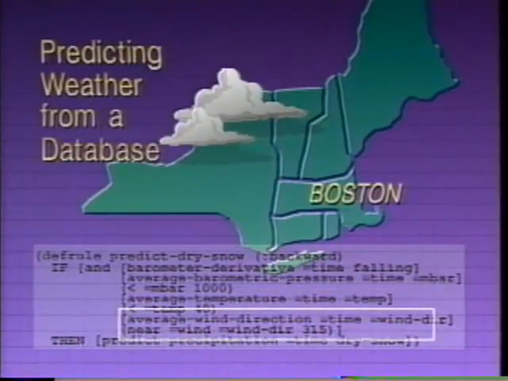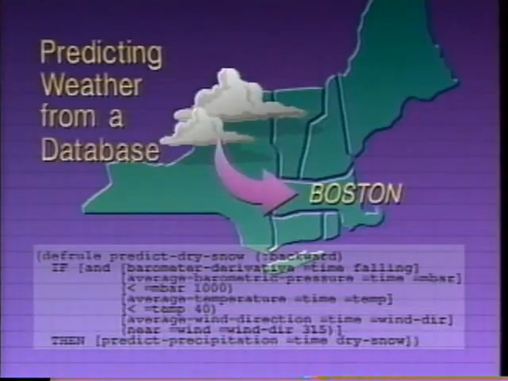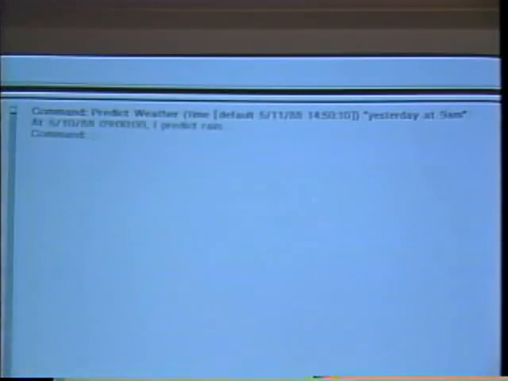Finally, we get the average wind direction and check that it's more or less from the northwest. Thus, if the barometer is falling, it's below 1,000 millibars, the temperature is below 40, and the wind is from the northwest, then we should expect cold, dry snow. So let's try to get Joshua to predict the weather. Suppose I want to know what the Joshua weather predictor would have said about my trip to work yesterday morning. It says here the weather would have been rainy.